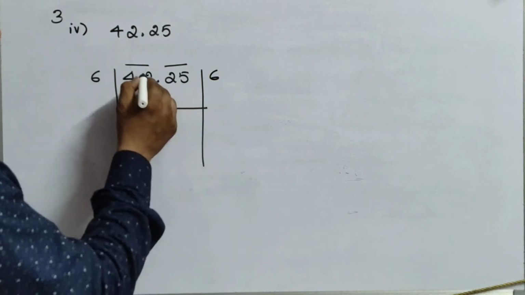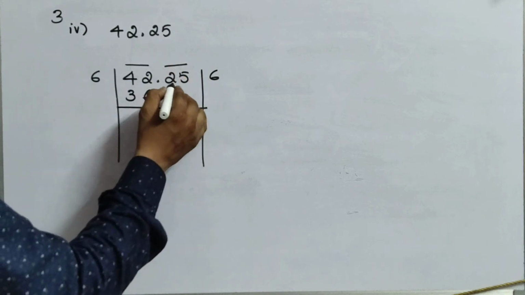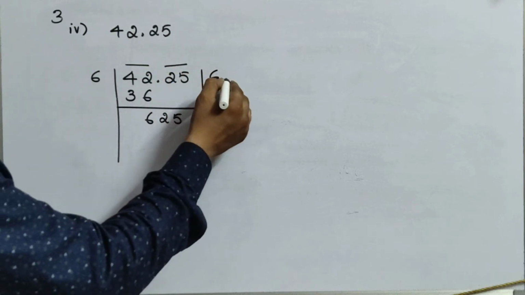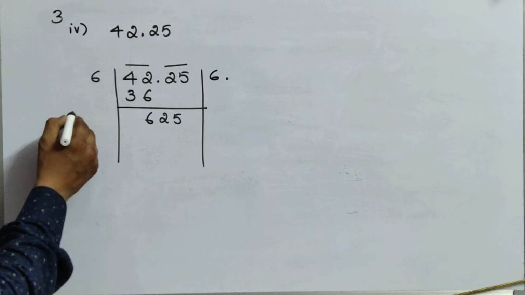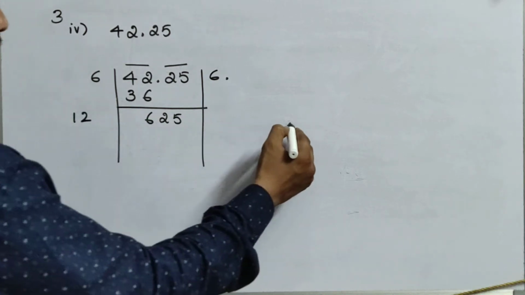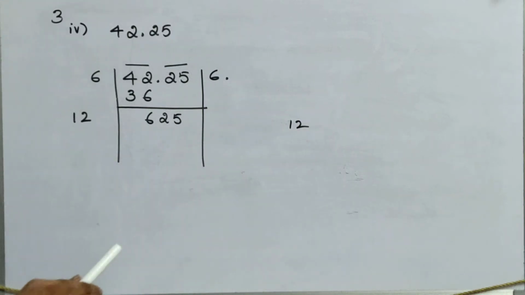Okay. Now 42 minus 36 is 6. So 25 is there. Bring down 25 and place this decimal here. Now 6 double is how much? 12. So 6 plus 6 is 12. Now 12 you write here. And you have to get here 625.